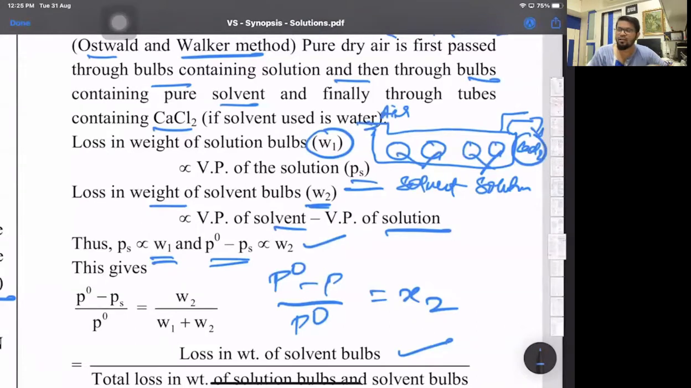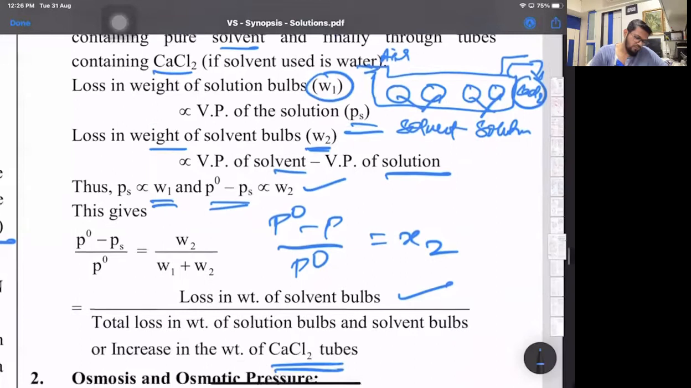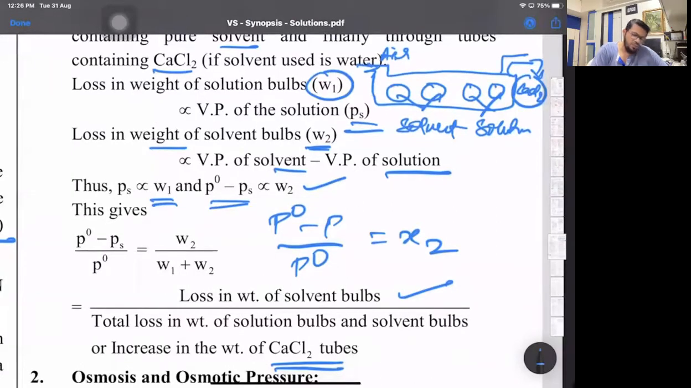In pure solvent, when air is passed, the air will get saturated only with the vapors of pure solvent. That air, already saturated with the vapors of solvent, when it goes into the solution, absorbs some more vapors, but less now, because we all know the vapor pressure of a solution is less since the solute is non-volatile. This air, which has absorbed the vapors of the solvent and solution, is passed into the calcium chloride tube, where they are absorbed. So in calcium chloride we have the total. That's what it says: P0 minus Ps is equal to W2 upon W1 plus W2.